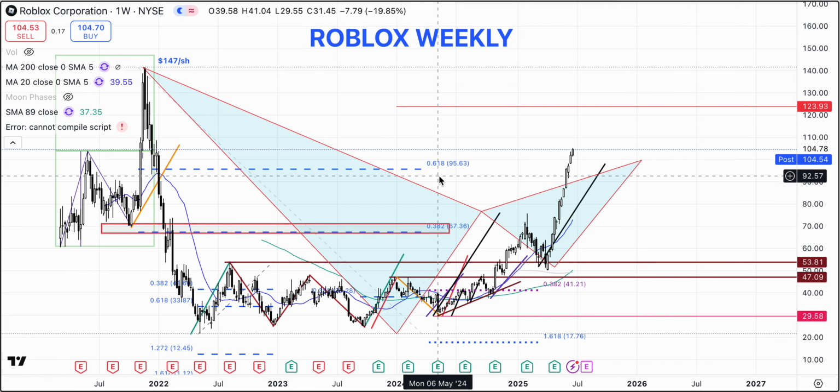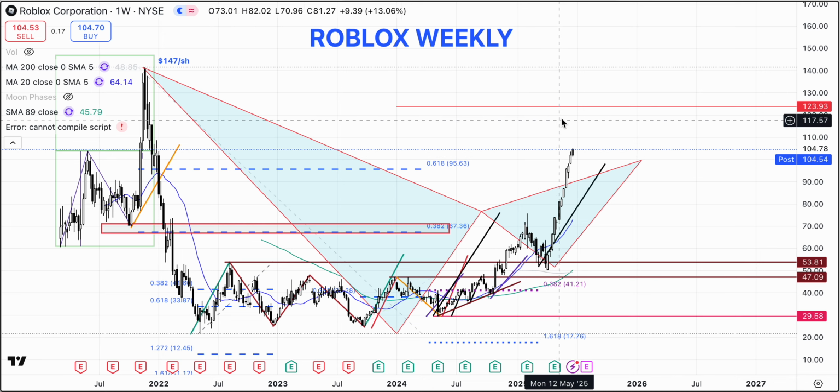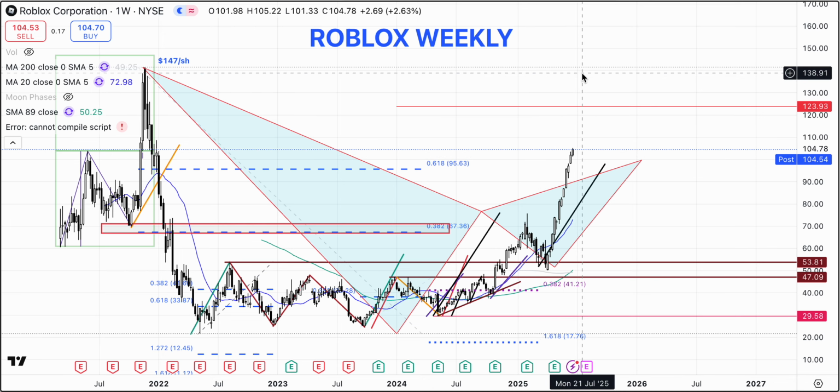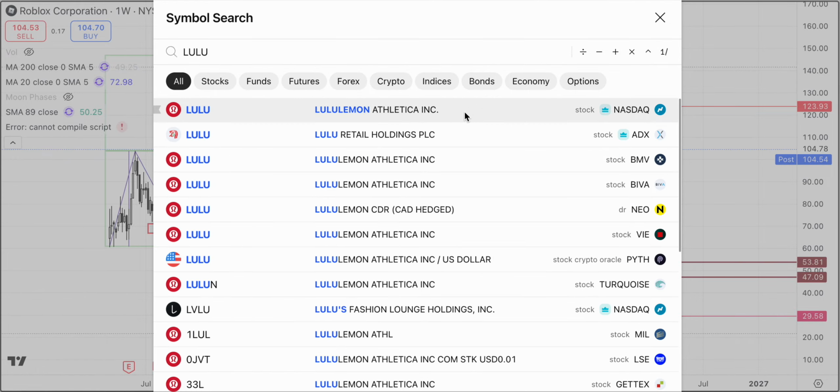So fantastic! Roblox breached our target level. I think it's got a chance. It's rallying towards new all-time highs. So Roblox is doing really well. And yeah, the Amazon and the Shopify, I will just post the charts in the Substack.